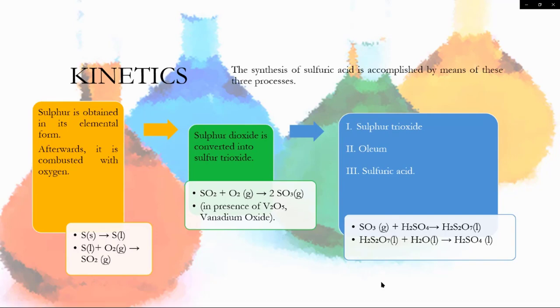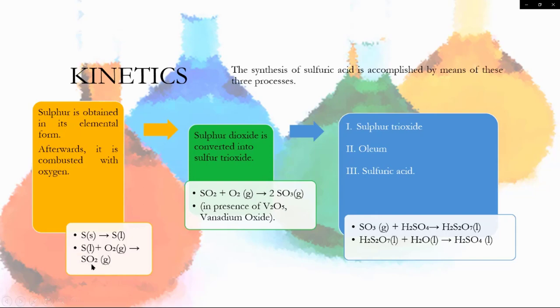Specifically, the synthesis of sulfuric acid is accomplished by means of these three processes. Sulfur is obtained in its elemental form. First, it is converted to liquid by melting it. Sulfur in solid state yields to sulfur in liquid state. Afterwards, it is combusted with oxygen. Sulfur dioxide is converted into sulfur trioxide.